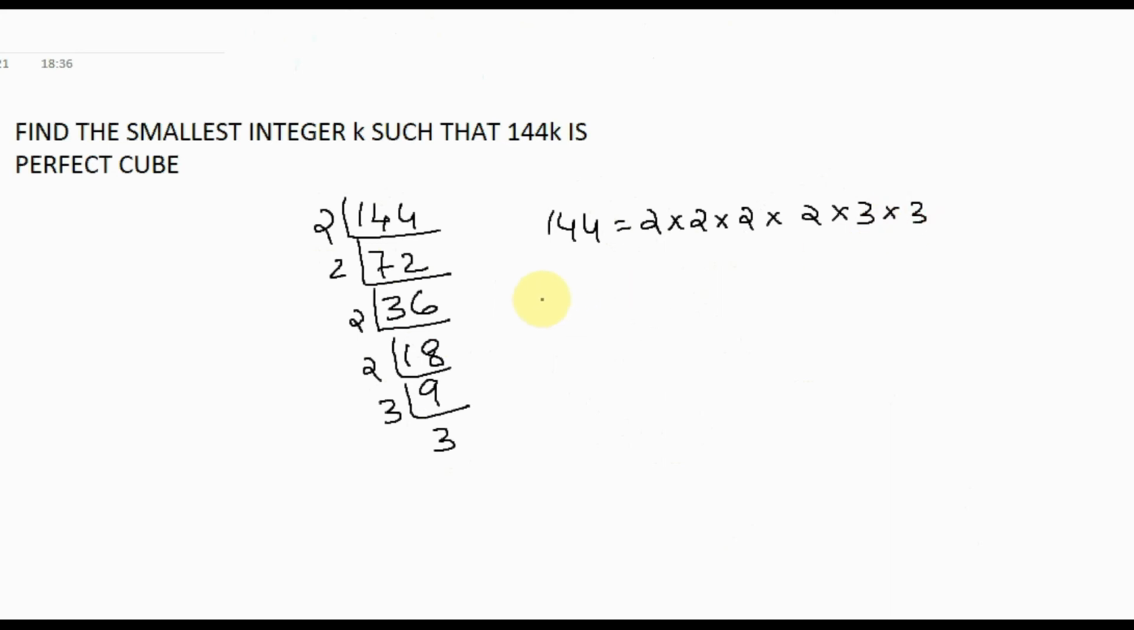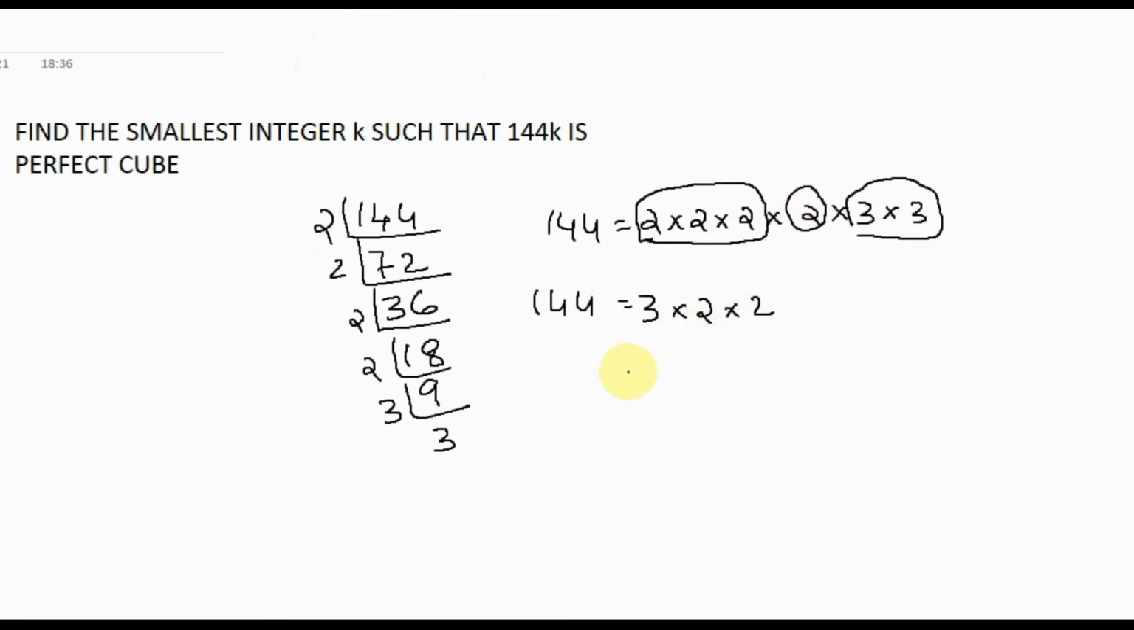3. But for 144k to become a perfect cube, here we need groups of 3 equal numbers. So this is one group of 3, it is perfect. But here 3 has only 2, so one more 3 we need. Again 2, 2 has only 1, we need extra 2, then 2 into 2. That is equal to 3 into 2, 6, 6 into 2, 12. 144 multiplied with 12, we get the perfect cube. We can write k is equal to 12.